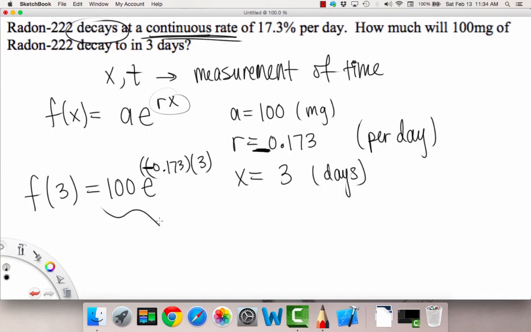So if we plug all of this into our calculator, we get something around 59.512, and our units are in milligrams because we're measuring the amount, okay?